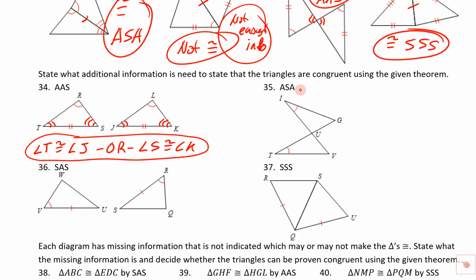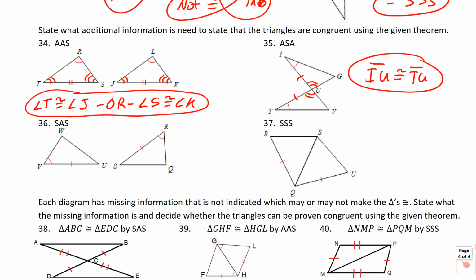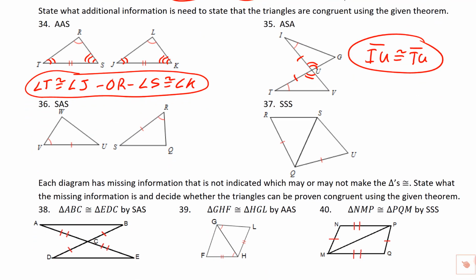Now for angle, side, angle, let's see what we've got on this one. We know that those are vertical angles, so I'm going to go ahead and do those. And when we do angle, side, angle, it's got to be the side that's included between the two angles, so it's got to be this one right here. Unlike this one where it's angle, angle, and then the non-included side, this one has to be the side included. So this one has to be IU, has got to be congruent to, if we do IU here, we want to do TU on this one, okay? So that's the information that we'd need there to show congruence using that theorem.